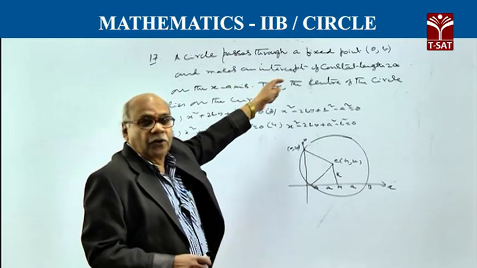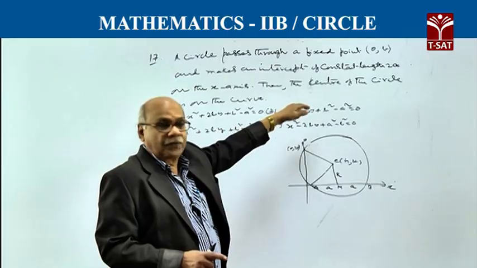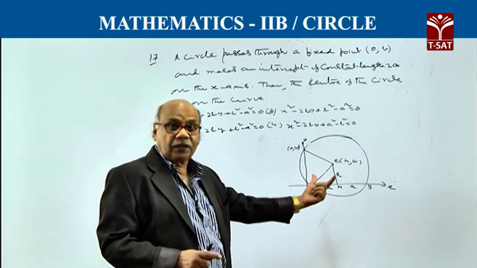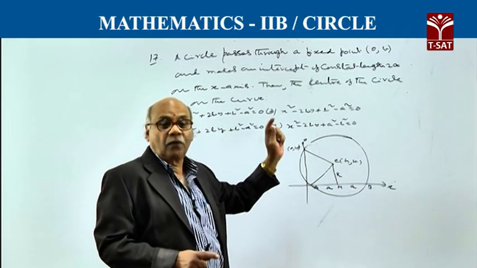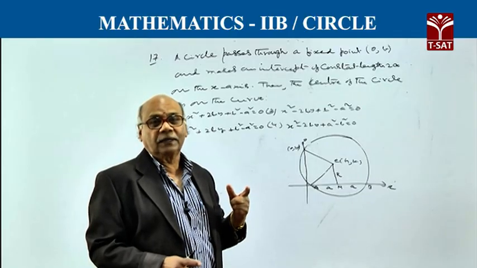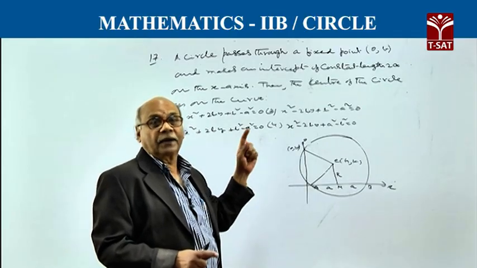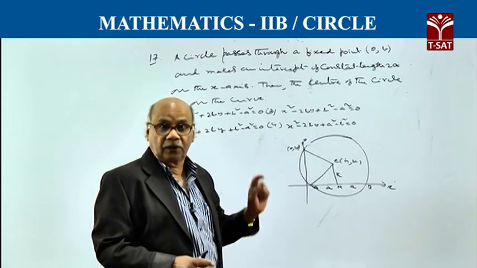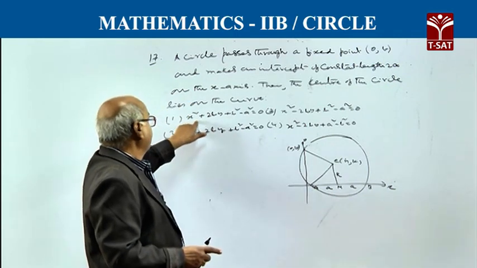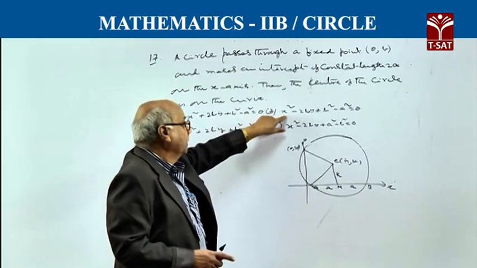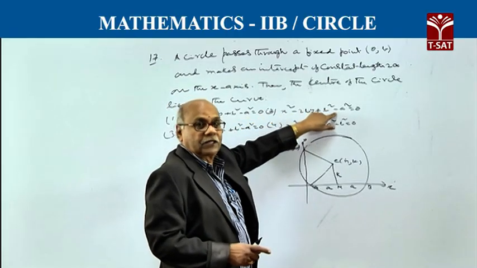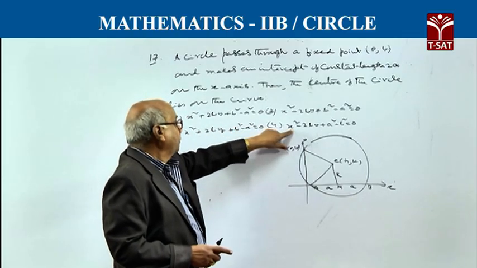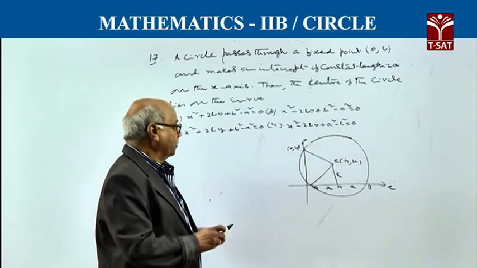In this problem, you are given a fixed point on a circle, and the length of the intercept of the circle on x-axis is a constant length of 2a. Then he wants the locus of the center of the circle, but I have given only that the center lies on the curve, because you have to prove the reverse also. The options are: x square plus 2by plus b square minus a square equal to 0; second, x square minus 2by plus b square minus a square equal to 0; third, x square plus 2by plus b square minus a square equal to 0; and fourth, x square minus 2by plus a square minus b square equal to 0.